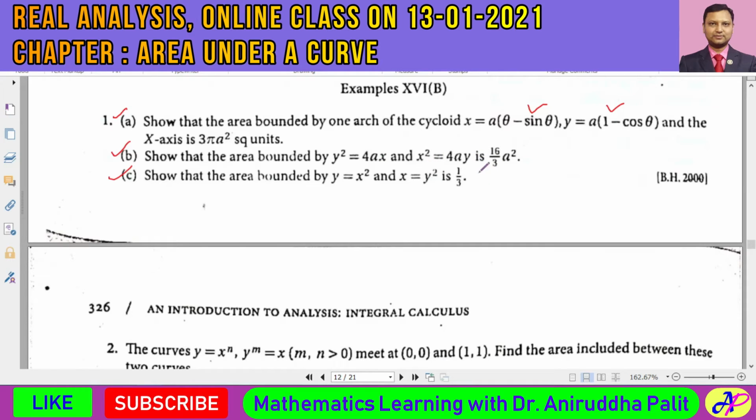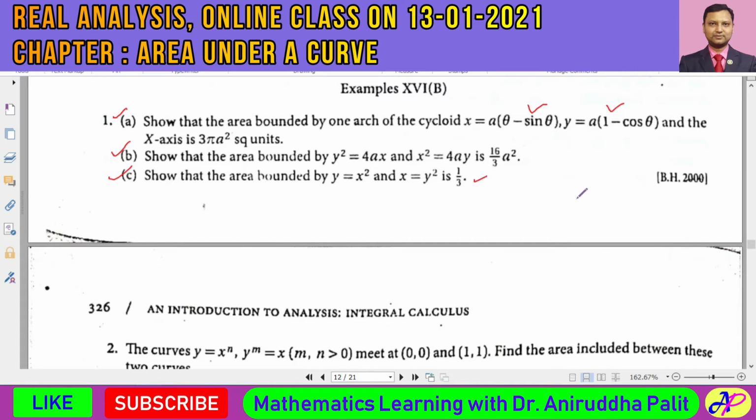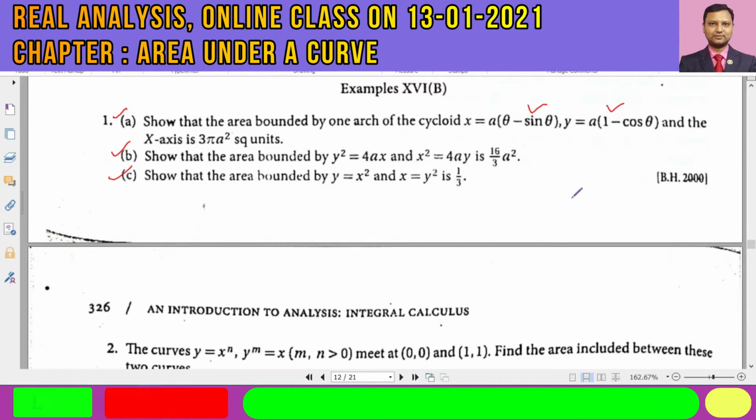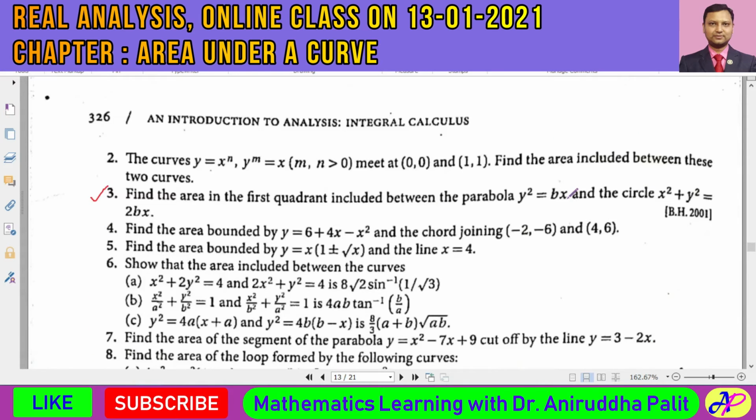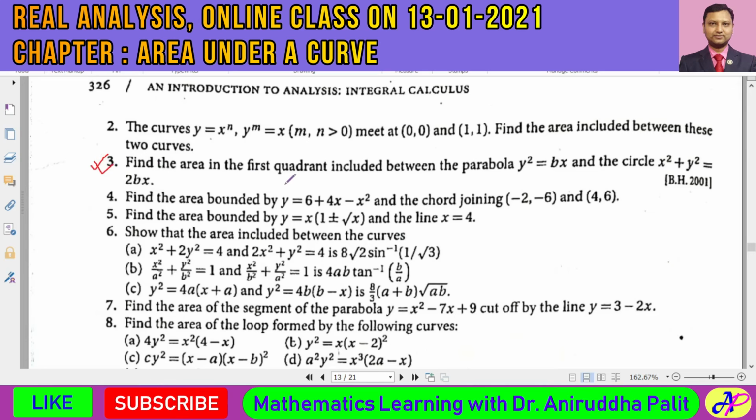These are very similar to the second question that I discussed, and this is actually the second question that I discussed today. You can also discuss this kind of question number 3 or this question number 2.